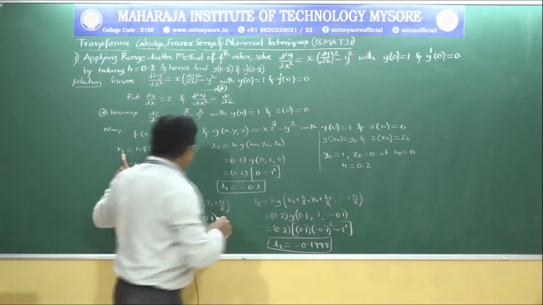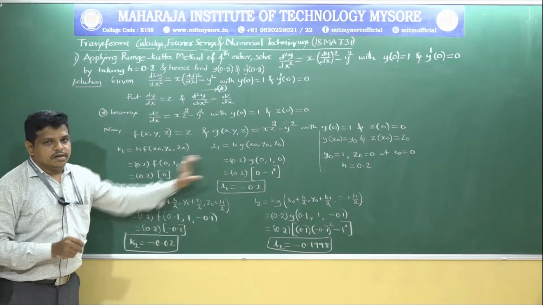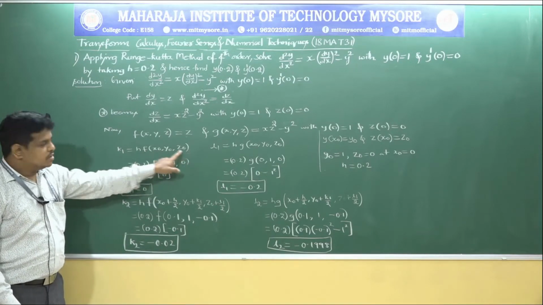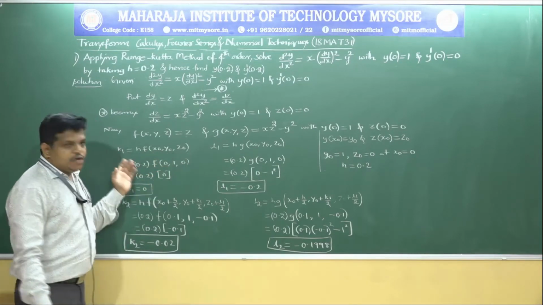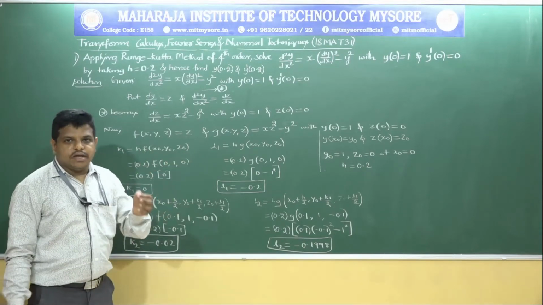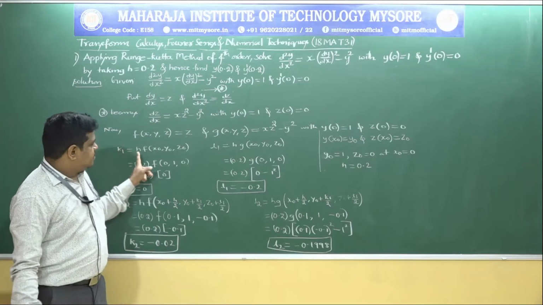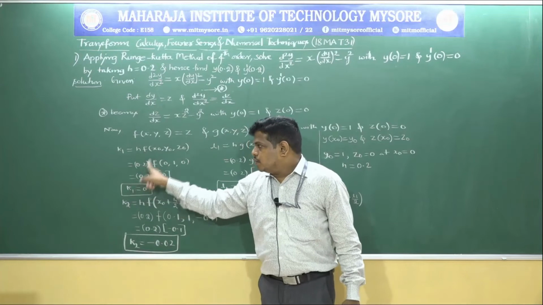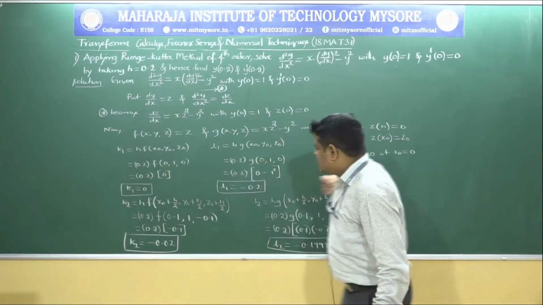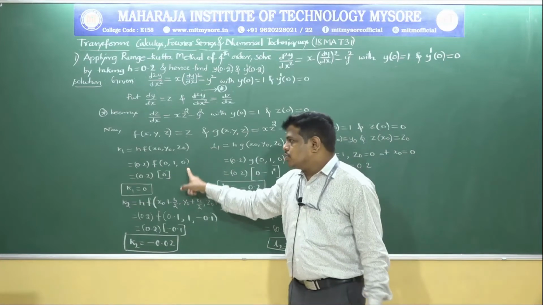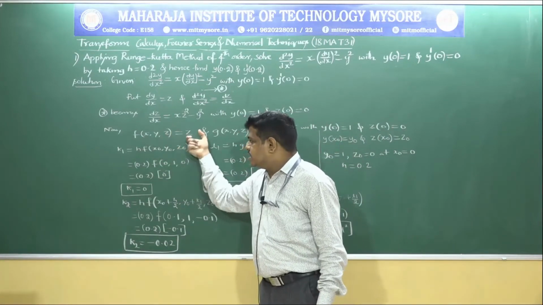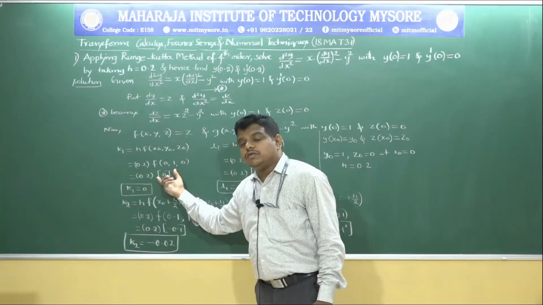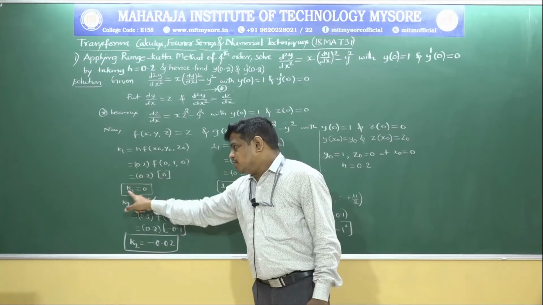First, we need to find the parameters k1, k2, k3, k4, l1, l2, l3 and l4. Here k1 is given by h into f of x naught comma y naught comma z naught. Next, h is 0.2, x naught is 0, y naught is 1, z naught is 0. Since f of x comma y comma z is z, you need to replace only the value of z, which is 0. 0.2 into 0 becomes 0, therefore k1 equals 0.